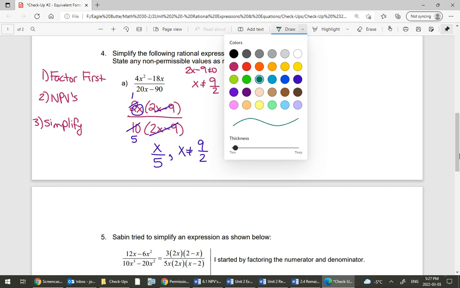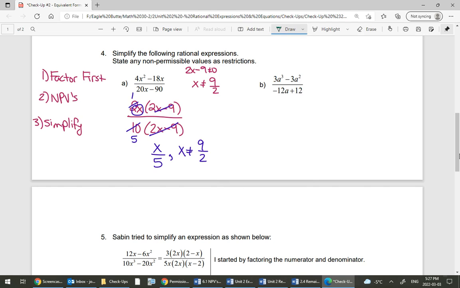Taking a look at the next one, we've got 3a cubed minus 3a squared. So I can pull out a 3, I can pull out an a squared. That's going to leave me with a minus 1. Remember, if there's 2 terms in the original, we need 2 terms in the leftovers. Whenever your first term is negative, always pull out that negative. So we're going to have negative 12, and that leaves me with a minus 1.